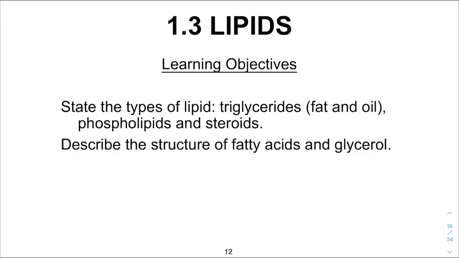In this video, I'm going to explain about subtopic 1.3, lipids. In this subtopic, there are two learning objectives. The first one, you need to be able to state the types of lipids. There are three types: triglyceride, phospholipids and steroid. The second learning objective, you need to be able to describe the structure of fatty acid and glycerol.